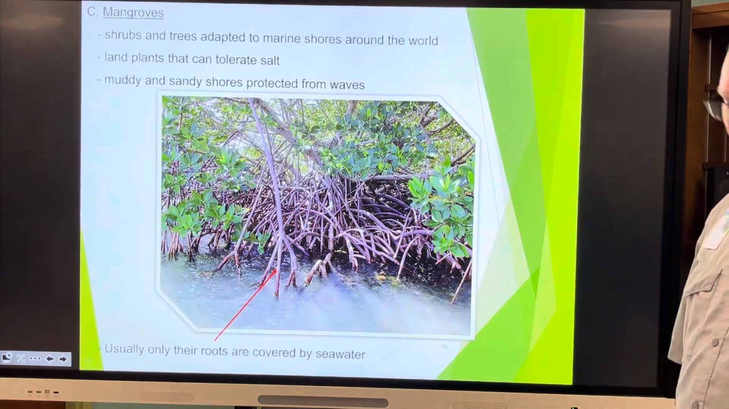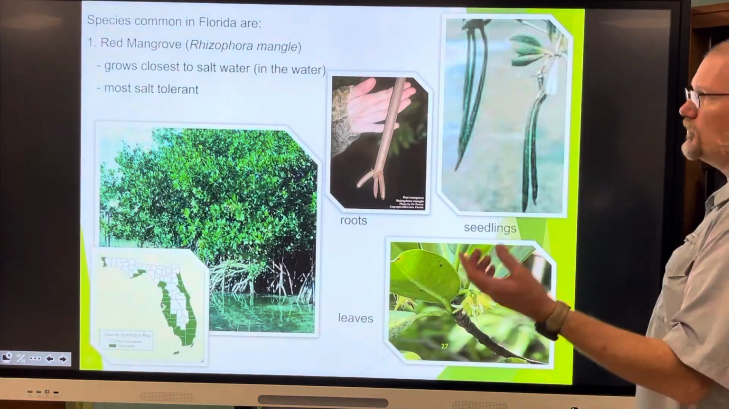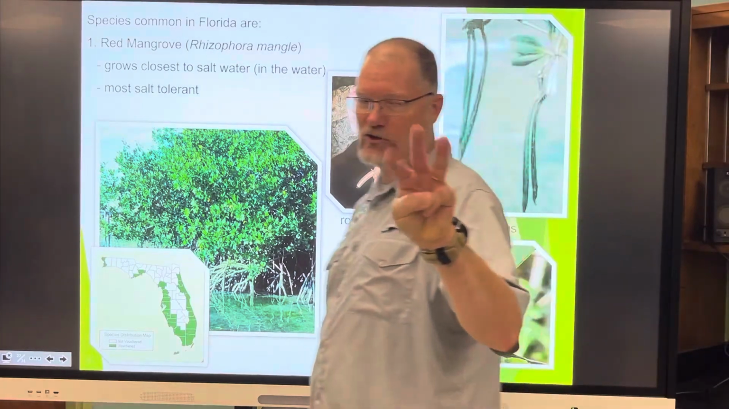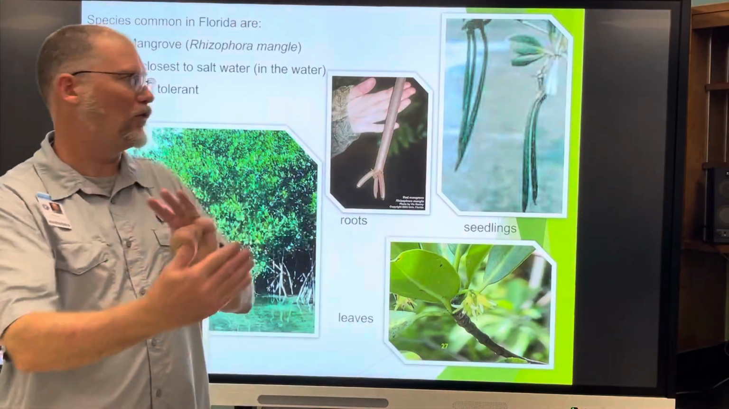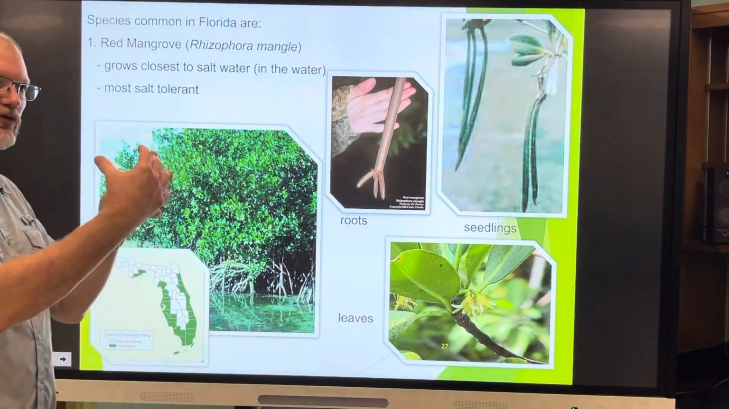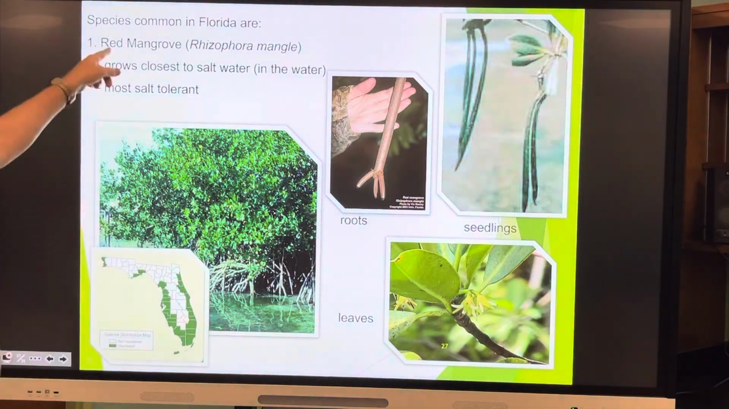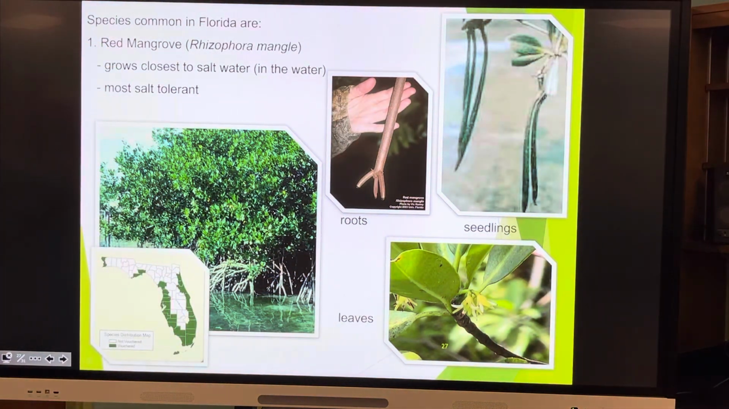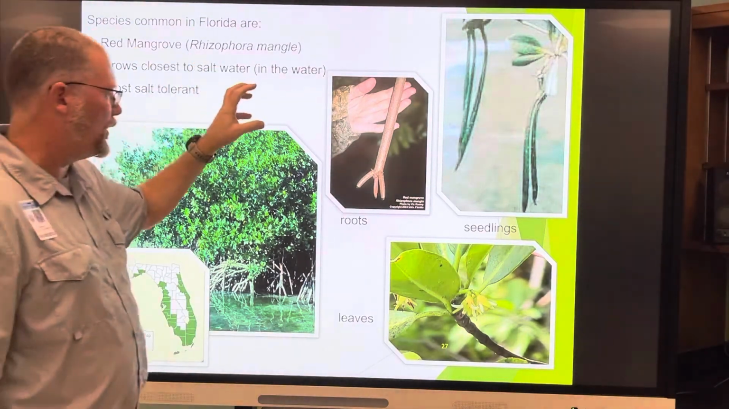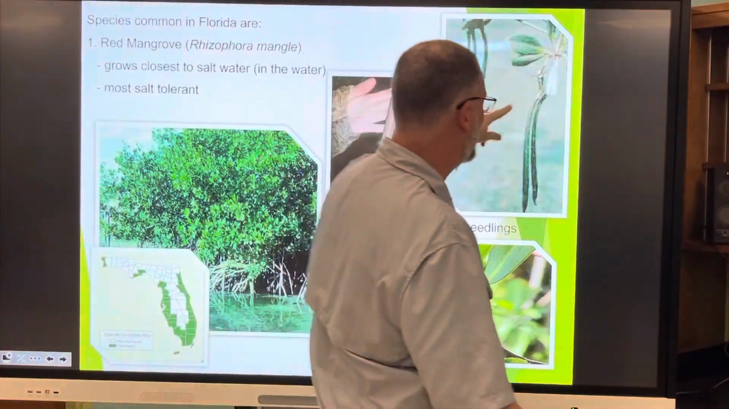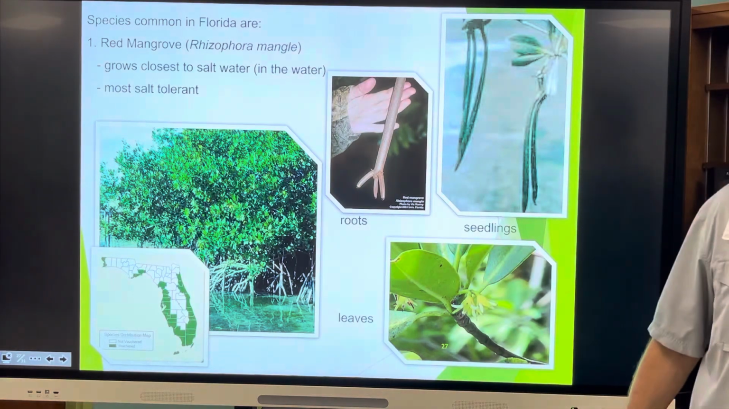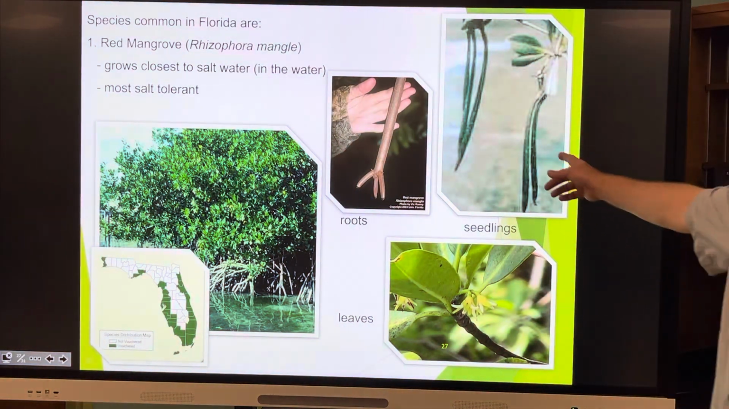And usually the roots are covered by salt water. So, species common to Florida. There are 3 species, and we're going to have to know the order of them from saltiest to least salty. So the red mangrove is first. The red mangrove is the one that you see growing in the water. You see these seeds, these long bean-like things, washing up on the beach all the time.